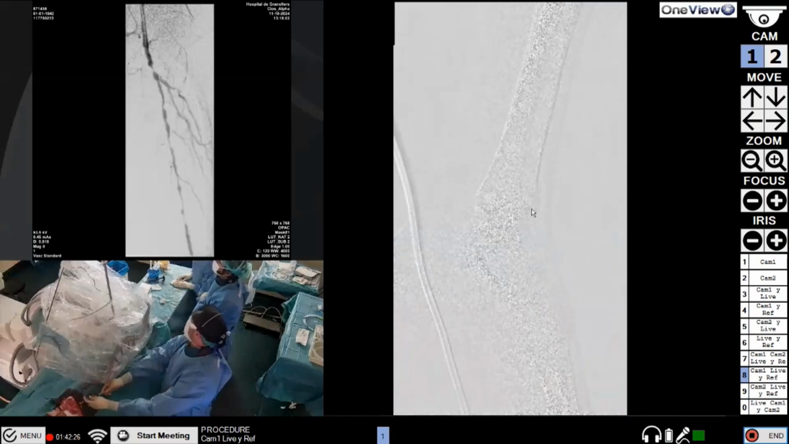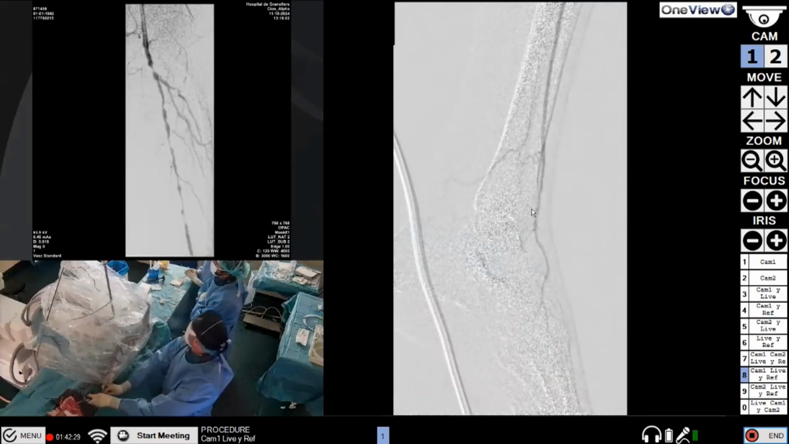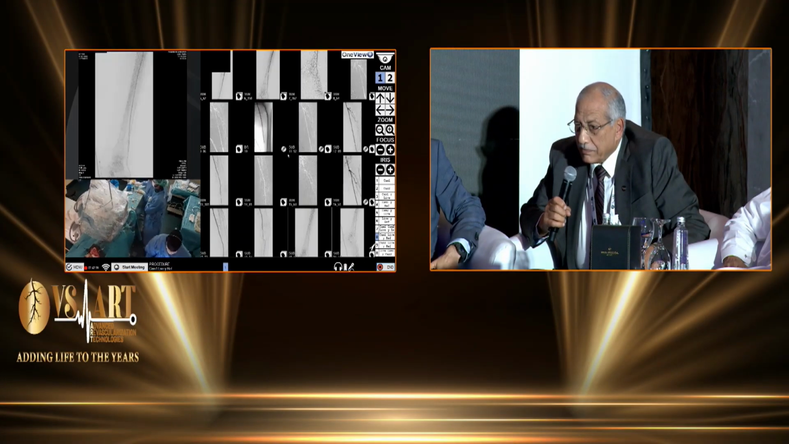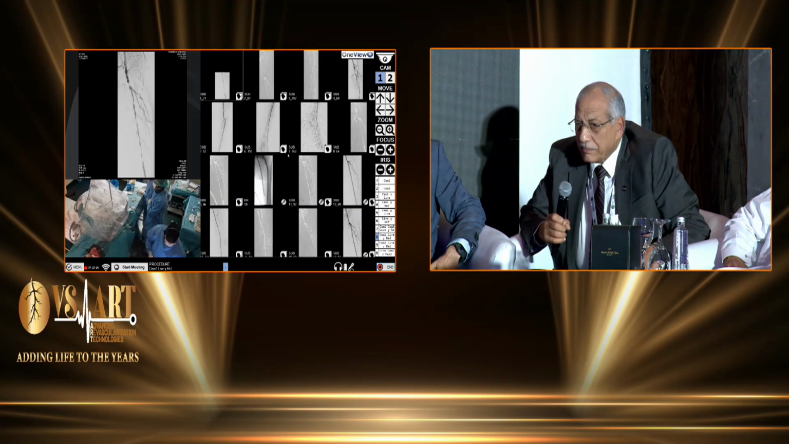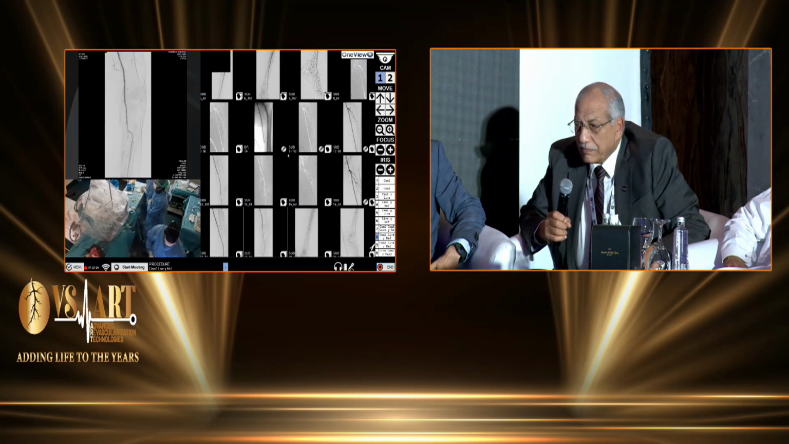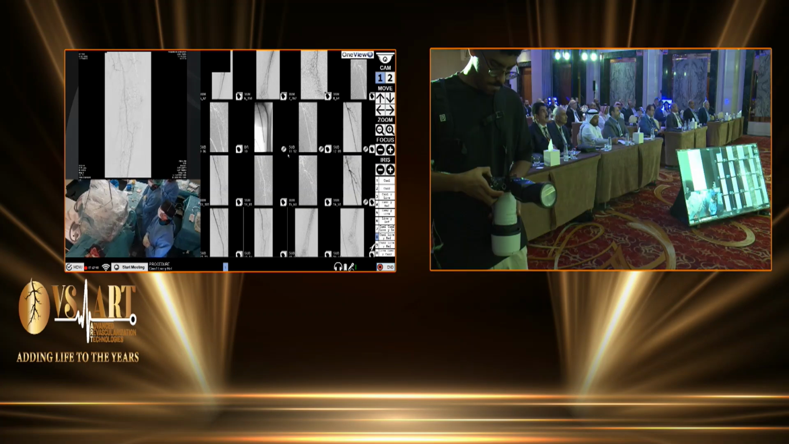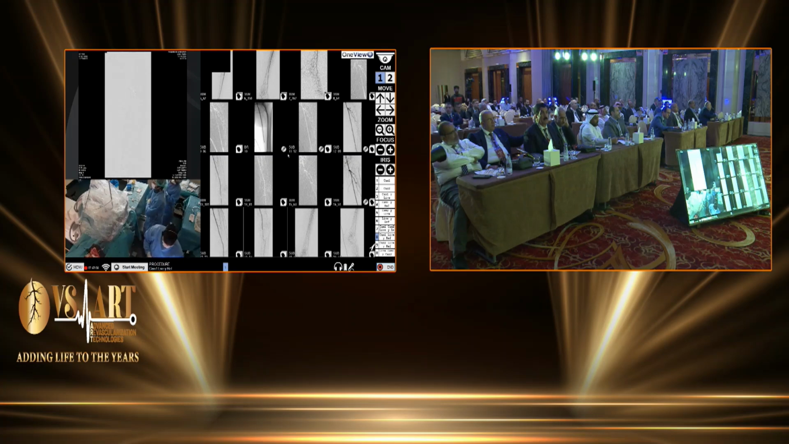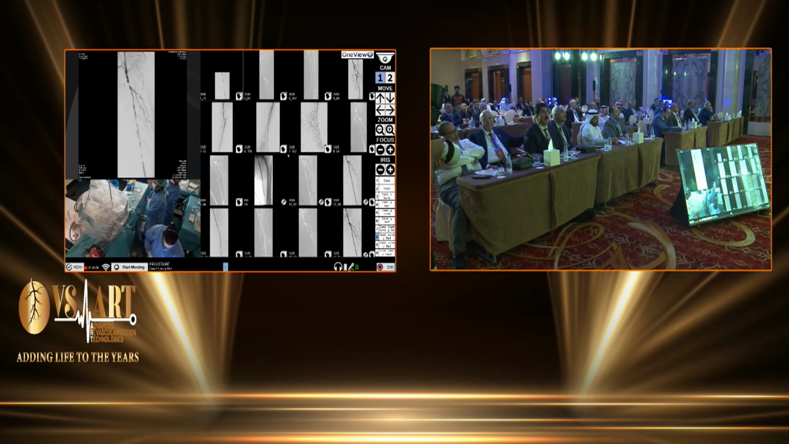So this is the outflow on the foot. This is the final angio. This is the outflow on the foot, and I can show you the other angios. This is the anterior tibial artery. This is the popliteal area, the P3 segment, without flow limiting dissections, without recoil, without need for stenting.